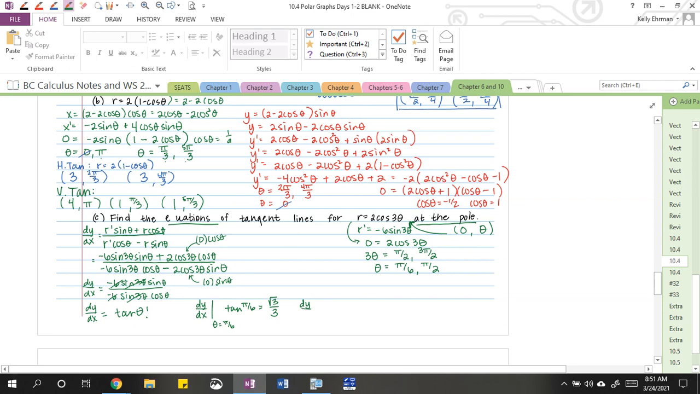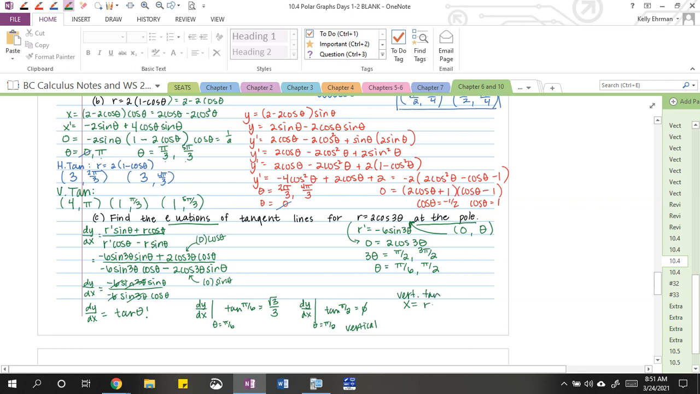And what is the tangent of pi over 2? Undefined. That must be a vertical tangent. Okay, so what are our equations? Well, if we have a vertical line, then we need an equation for a tangent line that would just be x equals. So what does x equal? x equals, I'm going to write a note, vertical tangent.